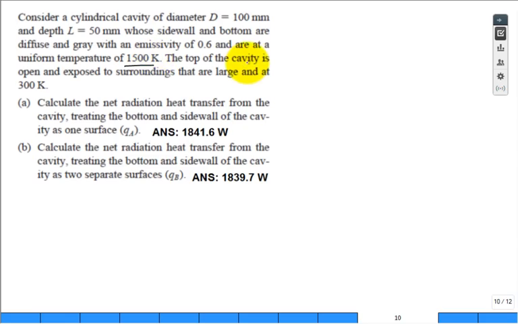The top of the cavity, so we have a cylindrical cavity. Think of a surface like this, and then there's a hole, and there you go, and then it goes like that. And that's our cylindrical cavity. Okay? All right.